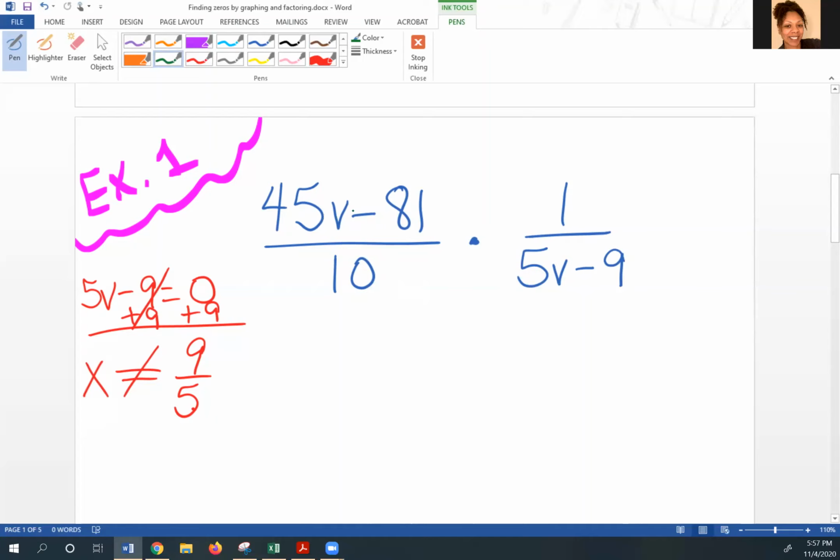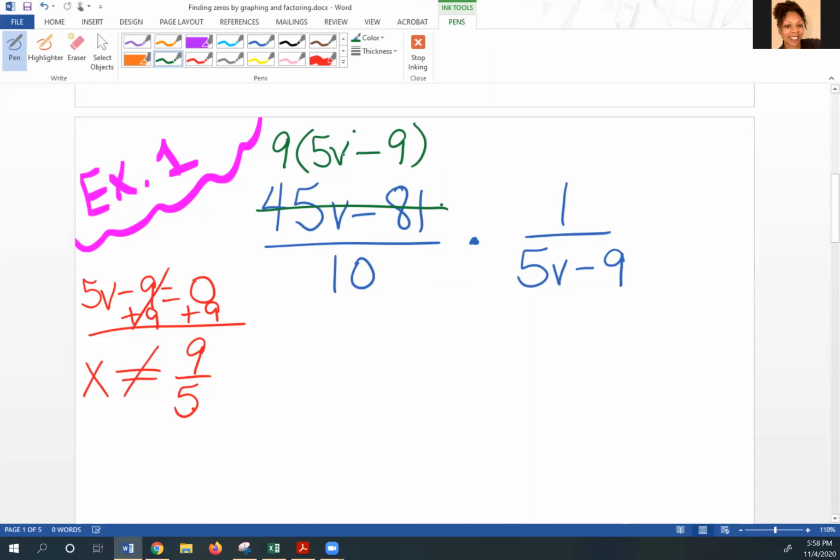The greatest common factor between 45v and 81 would be 9. That simply means I'm going to divide both terms by 9. And then what I'm left with goes inside of the parentheses. So 9 times what will give me 45v? 5v. And then 9 times what will give me negative 81? Negative 9. What did I tell you? 9 times out of 10, that's what's going to happen. So that's good to know, because now I can start simplifying even further.